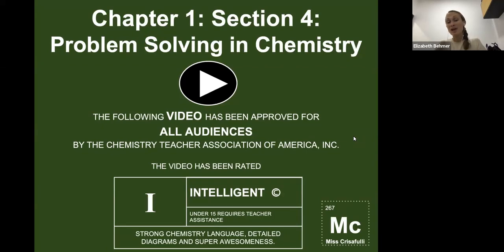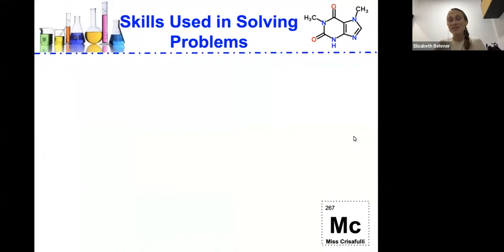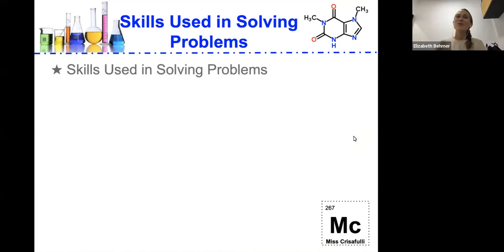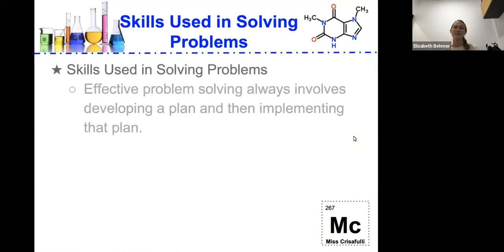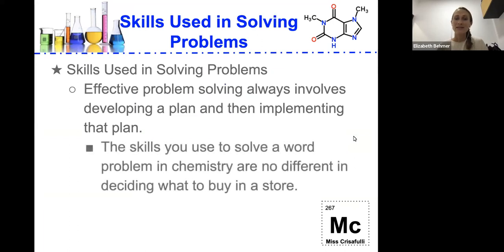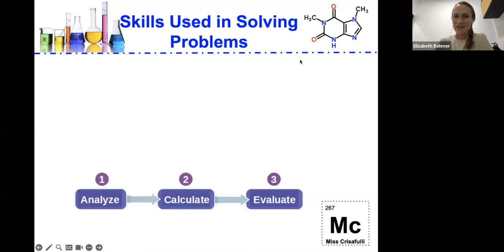This is problem solving in chemistry. So this is where we talk a little bit about how we use problem solving skills in chemistry. Skills used in solving problems: very effective problem solving always involves developing a plan and then implementing that plan. And the skills you might use to solve a word problem in chemistry are no different from deciding what to buy in a store, for example. And we'll go through some examples of this.